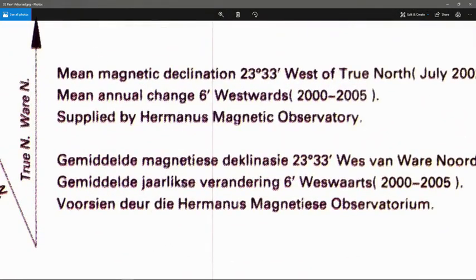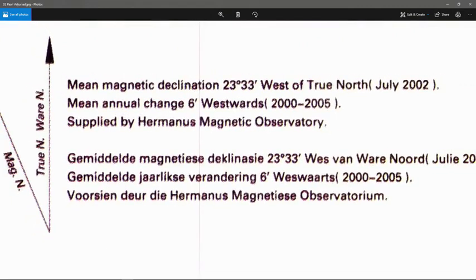The mean magnetic declination is 23 degrees 53 minutes west of true north during July 2002. The annual change is 6 minutes west. So that's the information that we're going to use. So already we know it's traveling west. What happens with west? It's going to increase. If that was east, what's going to happen? It's going to decrease. And I'll show you now.